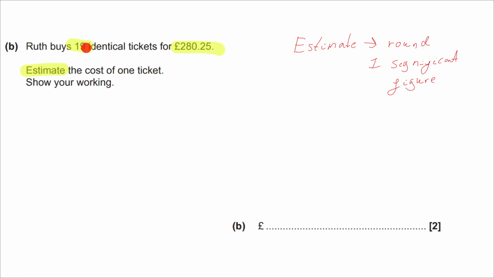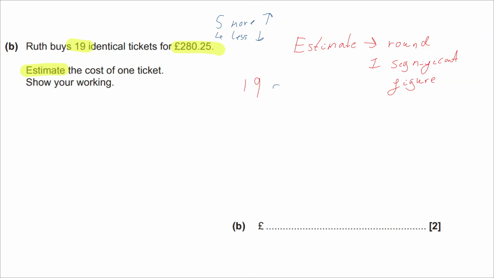Now, if we look at the number 19, your first significant figure is that 1. And this 9 is going to round, make a note of this up here. Your number to the right, if that is 5 or more, you round up, and 4 or less, you round down. Because 9 is bigger than 5, you're going to round this one up to a 2.